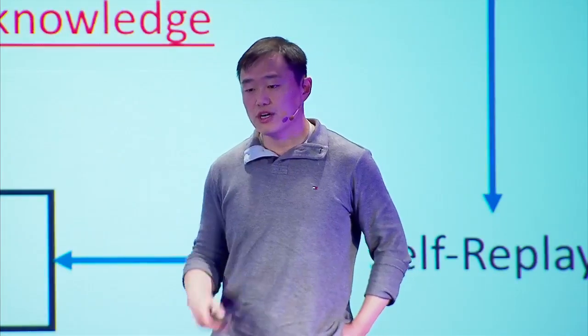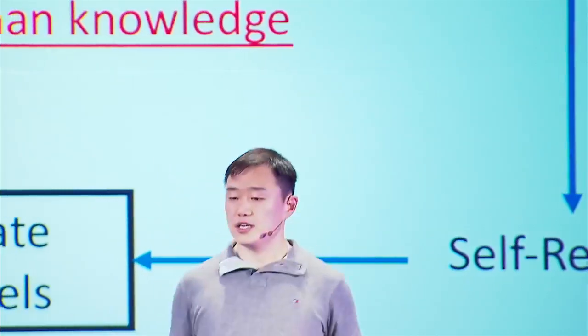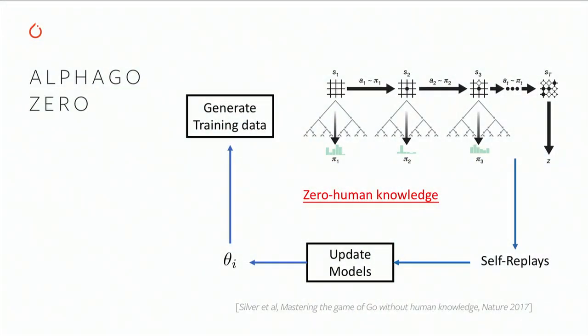So the idea of AlphaGo Zero is actually quite simple. You start from a random model, and you want to train a very strong Go bot without any human knowledge. So at each iteration, the model is very simple. You use the current model to run self-play to generate many games, and then you update the model with these self-play games, and you repeat. Super easy.